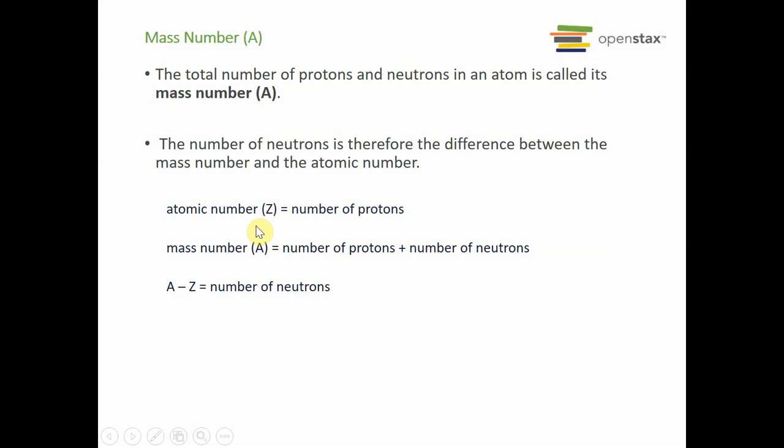Of course, the number of protons and neutrons in an atom is called its mass number. The number of neutrons is therefore the difference between the mass number and the atomic number. The atomic number, Z, is the number of protons. The mass number, A, is the number of protons plus the number of neutrons, and A minus Z equals the number of neutrons.